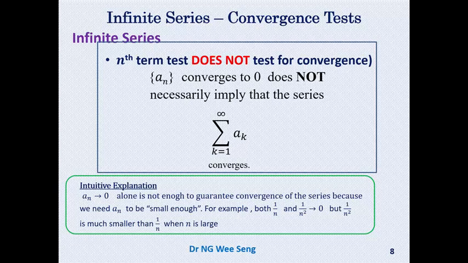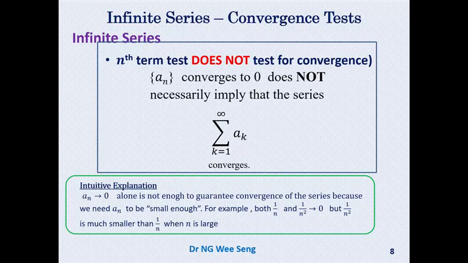But does it mean that if a_n converges to 0, then the series must be convergent? It turns out that the answer is no, not necessarily. So we have to be careful not to use this n-term test to conclude convergence. Here's an intuitive explanation. a_n converging to 0 is not enough because there's this notion of smallness. We want a_n to be small for the series to be convergent. But how small is small? That's the question. So it turns out that a_n has to converge to 0 fast enough.